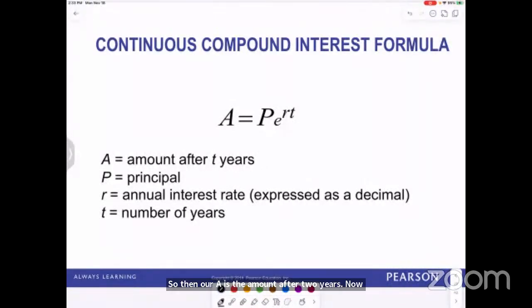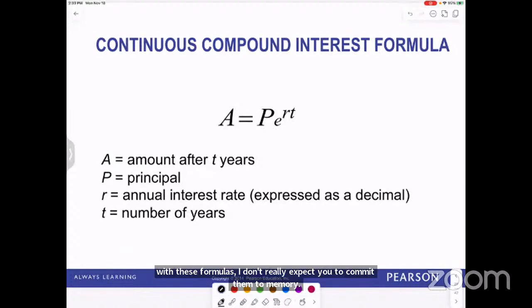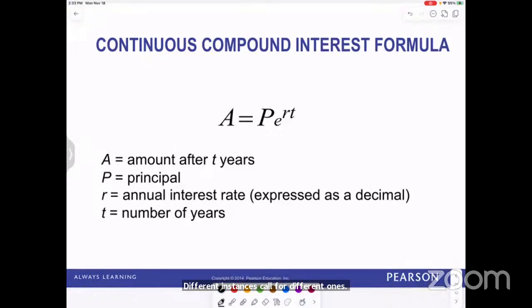Now, with these formulas, I don't really expect you to commit them to memory. I just want you to know when to use each formula, right? Different instances call for different ones. Our A in this instance is the amount after t years. P is the principal, so the starting amount. E is a function in the calculator. It's kind of like pi. E is like 2.731, yada, yada, yada. R is the annual interest rate expressed as a decimal, and T is the number of years.